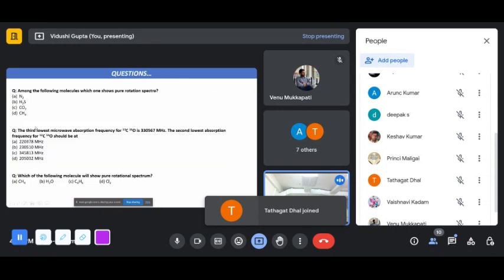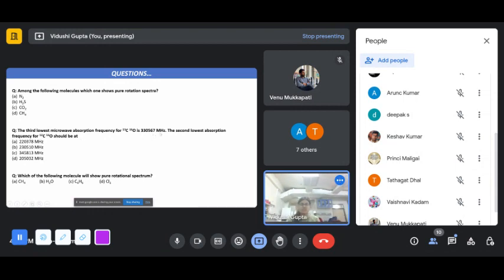Then we discussed this formula. You should know the first lowest absorption frequency is 2B. Then for the second it's 4B, and for the third it will be 6B, and so on. Basically, the condition to know which molecule will show a pure rotation spectra is that it should have a permanent dipole moment, then only it will show a pure rotation spectra.